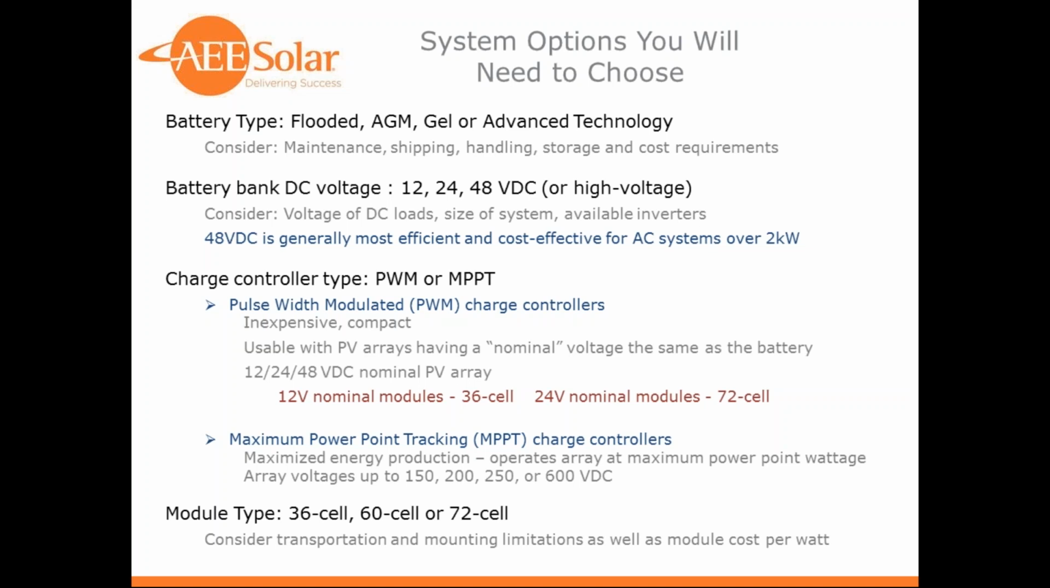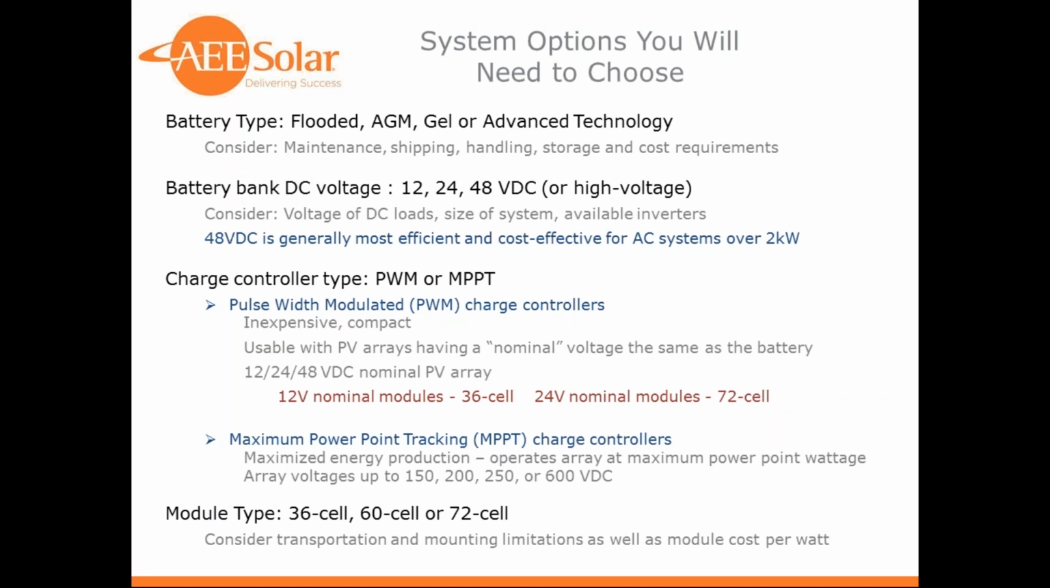It's not quite enough voltage to charge a 24 volt battery. It's too much voltage to charge a 12 volt battery directly, although it can be done. You just get much less power out of the module. So really, pulse width modulated controllers are used for smaller systems, and most systems these days are going to use MPPT or maximum power point tracking controllers.